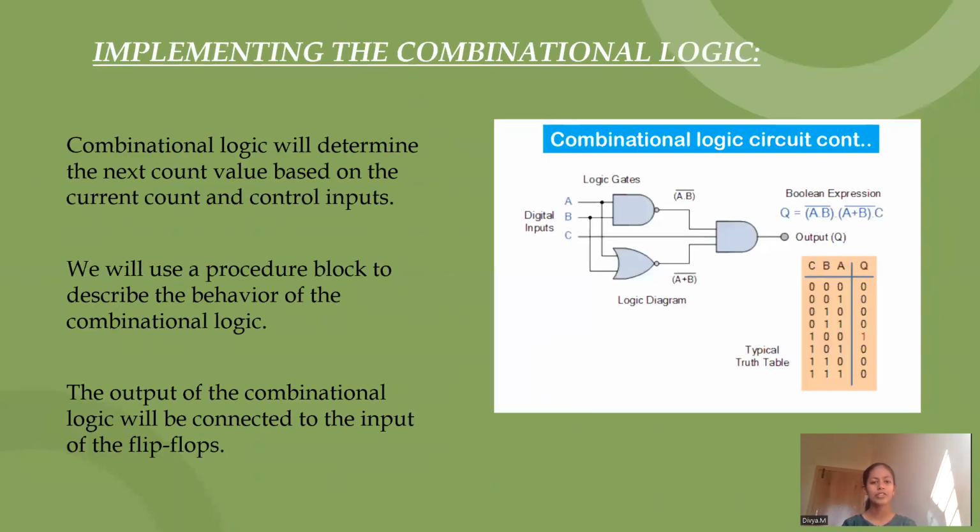Implementing the combinational logic. Combinational logic will determine the next count value based on the current count and control inputs. We will use a procedural block to describe the behavior of the combinational logic. The output of the combinational logic will be connected to the input of the flip-flops. Here's a combinational logic circuit diagram and its truth table.